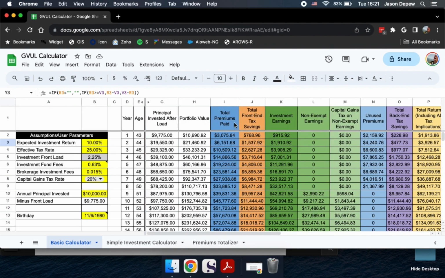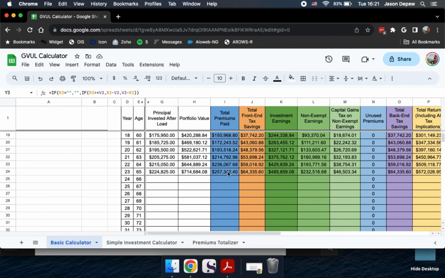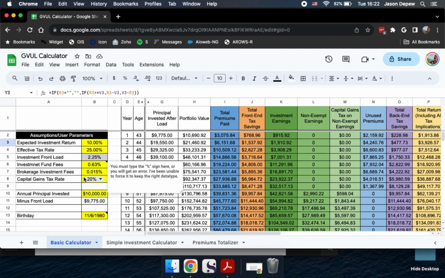Real quick, let's take a look at this total premiums paid column. As you get older, the annual premiums get larger and larger. And if you see down here, for someone born in 1980, Delta is going to pay $257,000 in premiums over the course of the rest of their career if they participate in the GVUL, and that's just an assumed number, a WAG based on the limited data we have. But that's a lot of money.